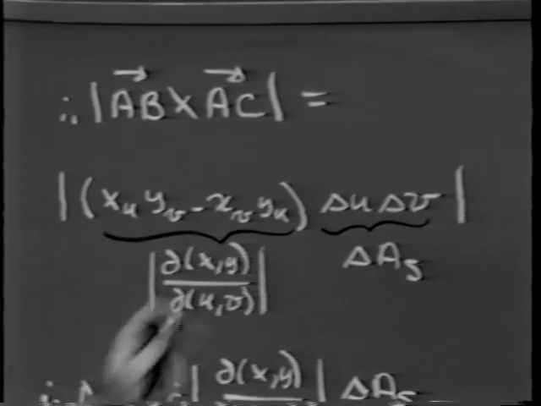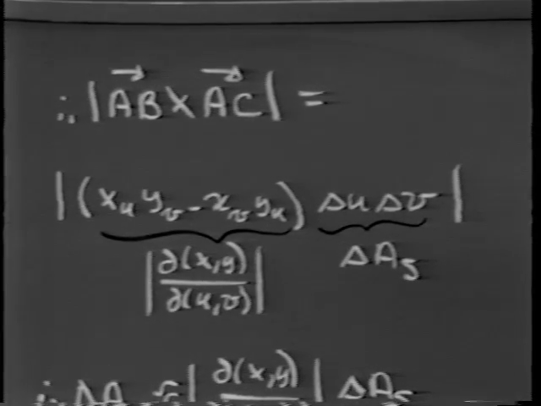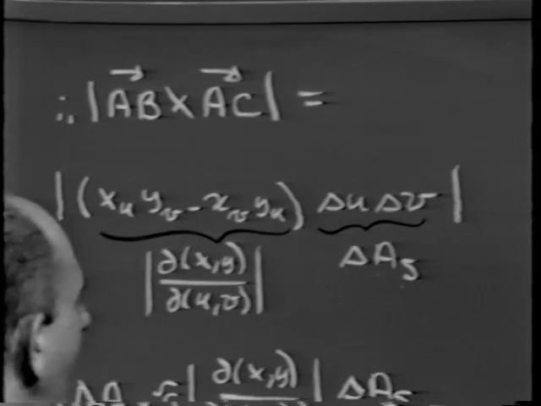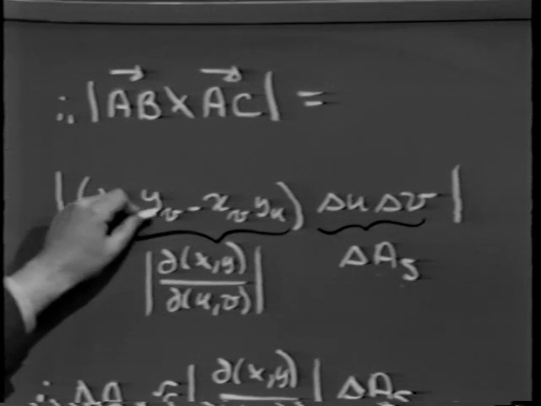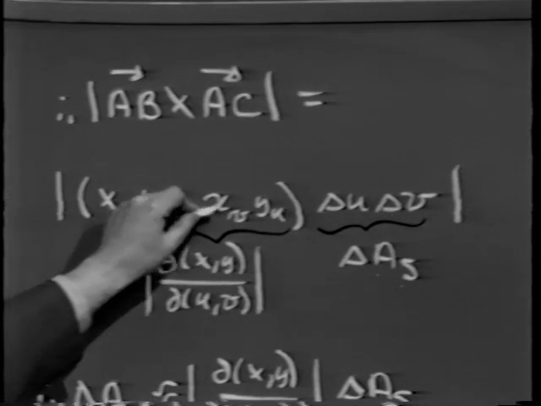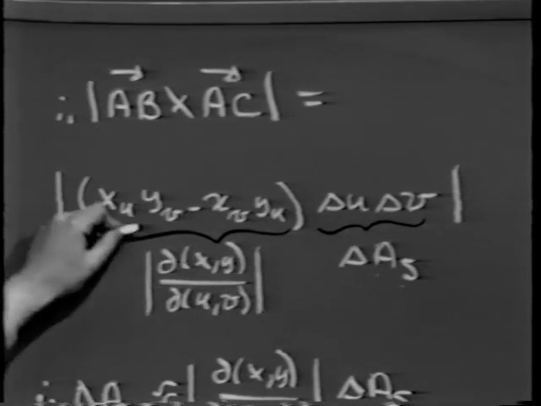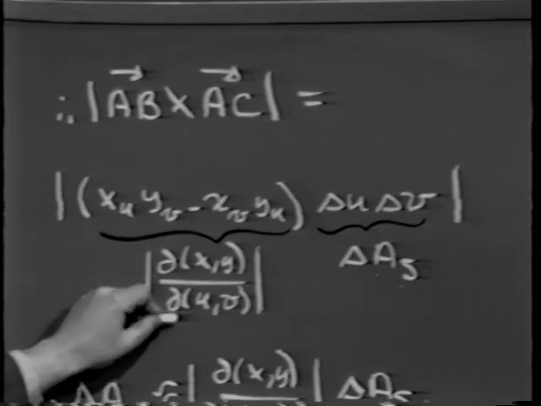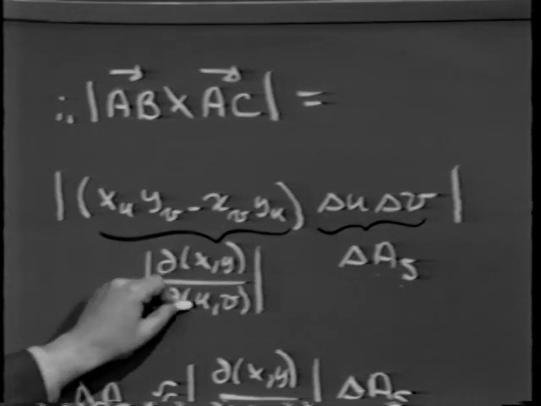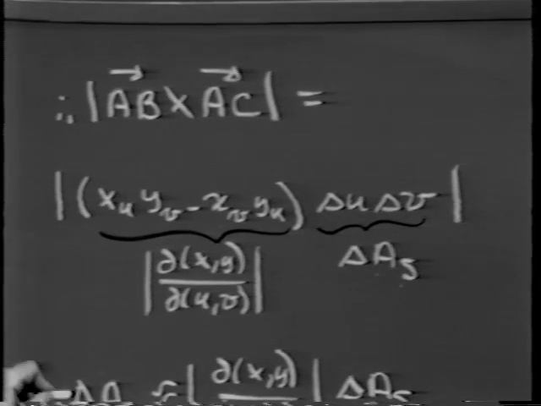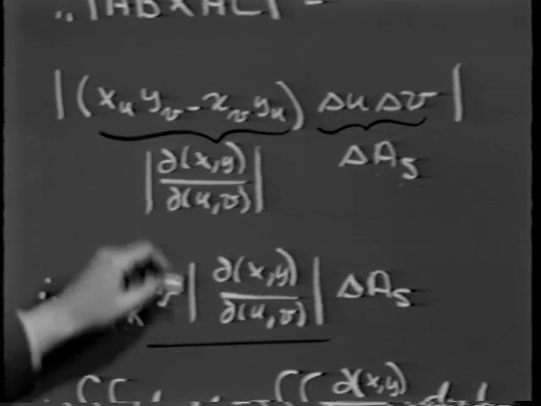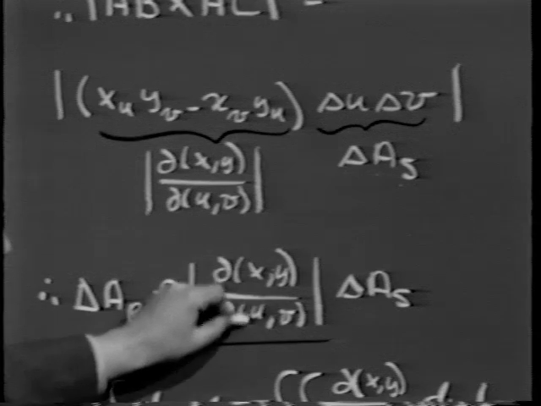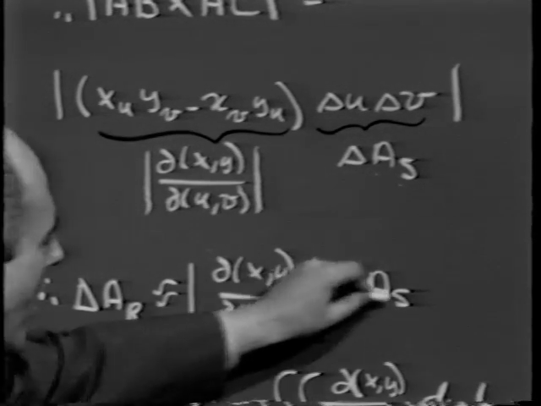noticing that the k vector drops out because its magnitude is 1. Notice that delta u times delta v is precisely delta A sub s, and that x sub u times y sub v minus x sub v times y sub u is precisely the determinant of our old friend, the Jacobian matrix of x and y with respect to u and v. In other words, delta A sub r is approximately equal to the determinant of the Jacobian matrix of x and y with respect to u and v times delta A sub s.